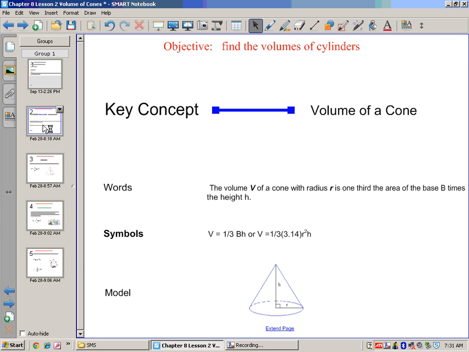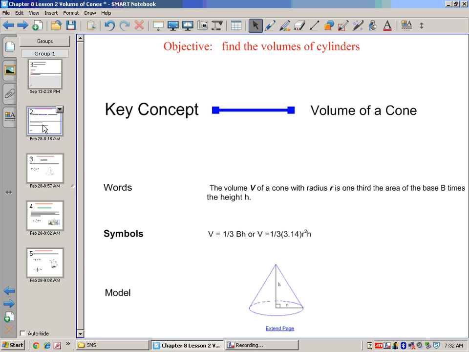Capital B means the base, and H is the height of the cone, or we can do 1/3 times pi times the radius squared times the height. And here the base is, depending on the picture, the bottom of the cone. It's a circle. The area of a circle is pi r squared. That's where you get our base formula from.